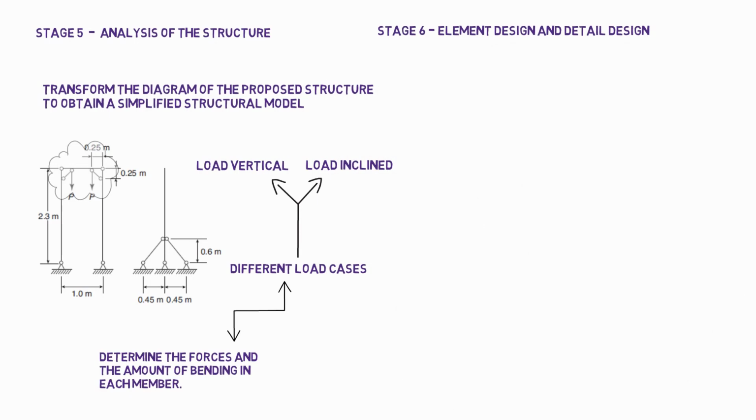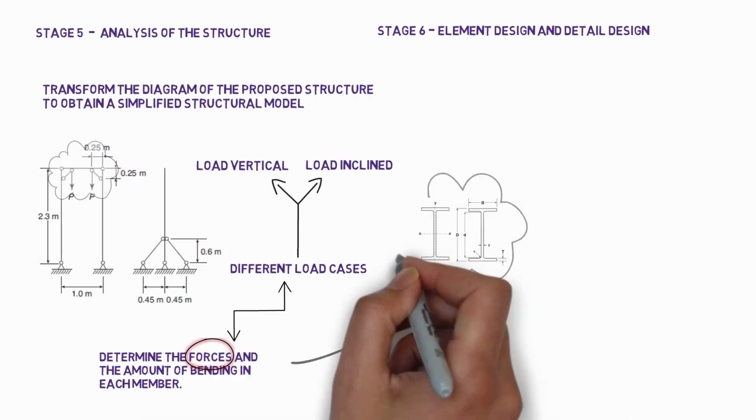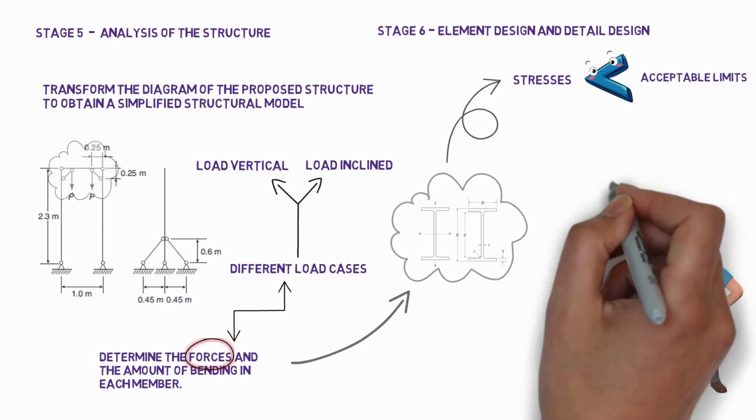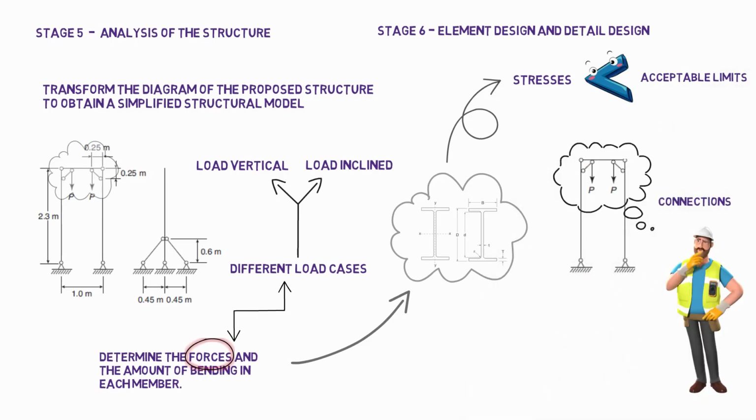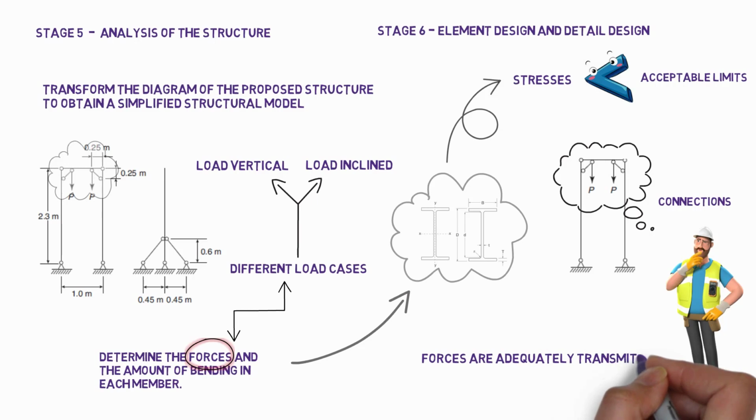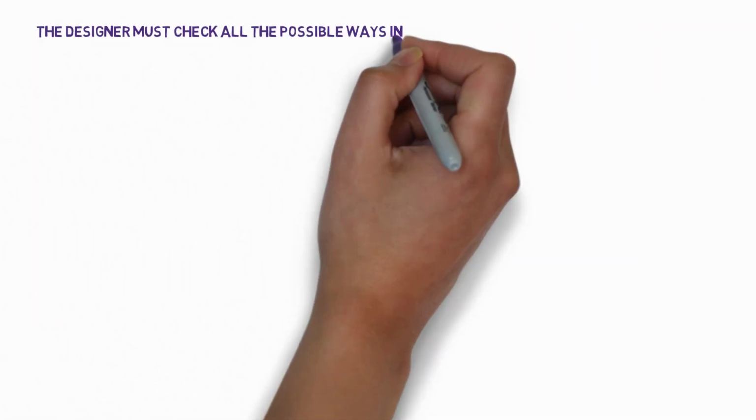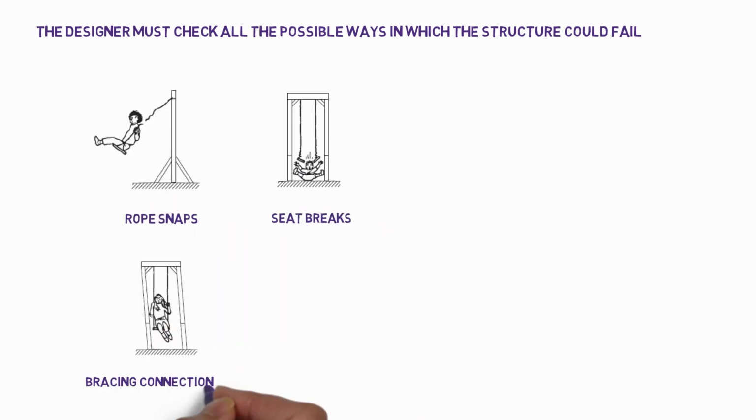Each member must be considered in turn. Taking into account the forces obtained from the analysis, the required size of the member is calculated so that acceptable stresses are not exceeded. Careful thought must be given to the connections so that forces are adequately transmitted from one member to another. The designer must check all the possible ways in which the structure could fail.